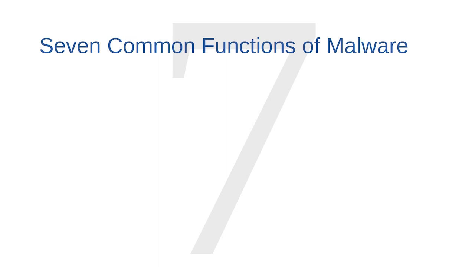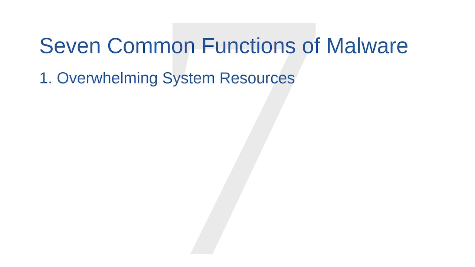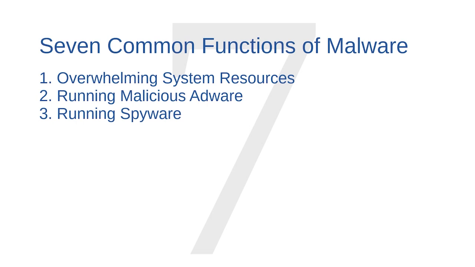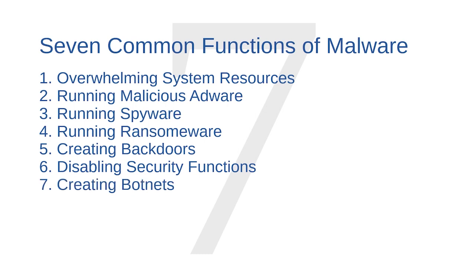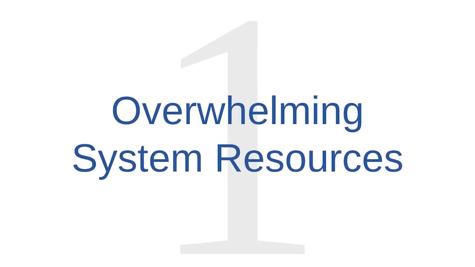These 7 functions are overwhelming system resources, running malicious adware, running spyware, running ransomware, creating backdoors, disabling security functions, and creating botnets. Malware function number 1 is overwhelming system resources.